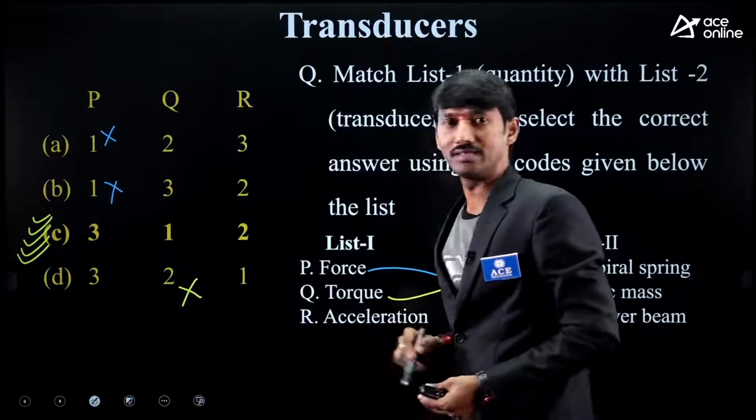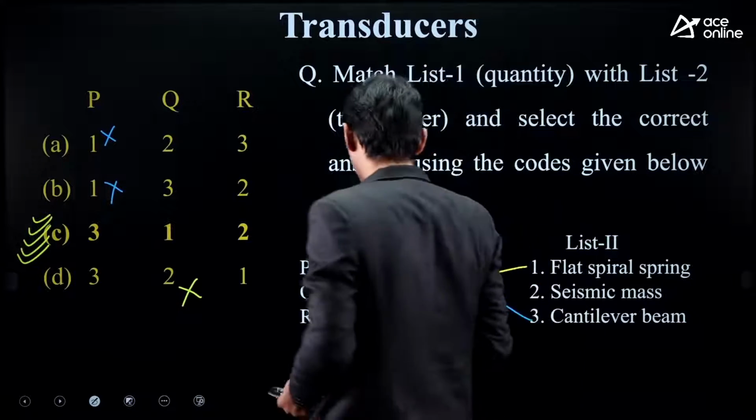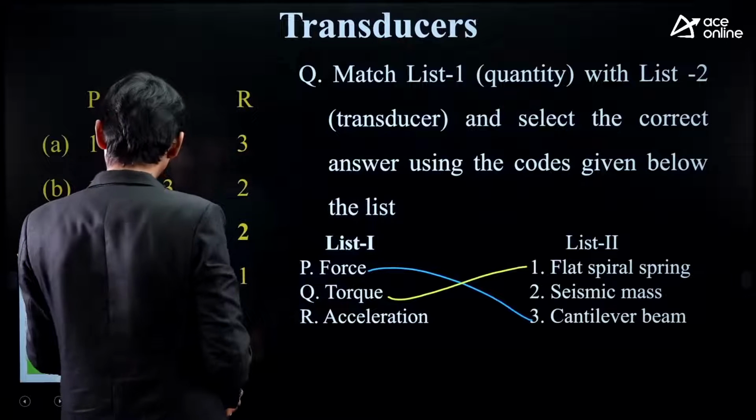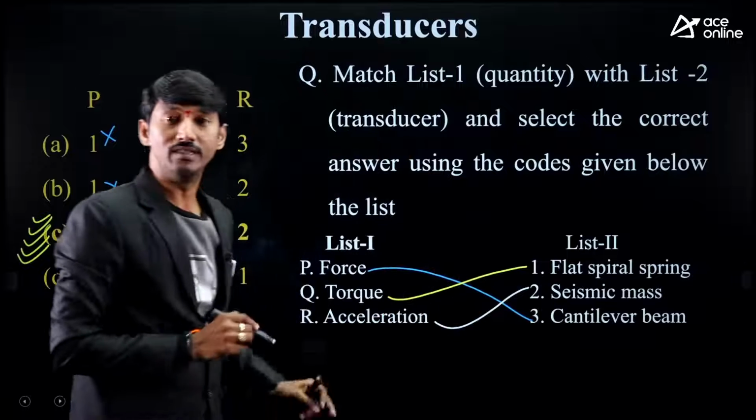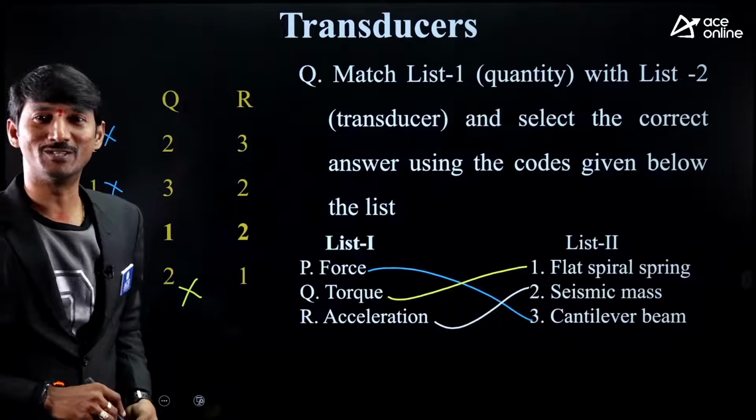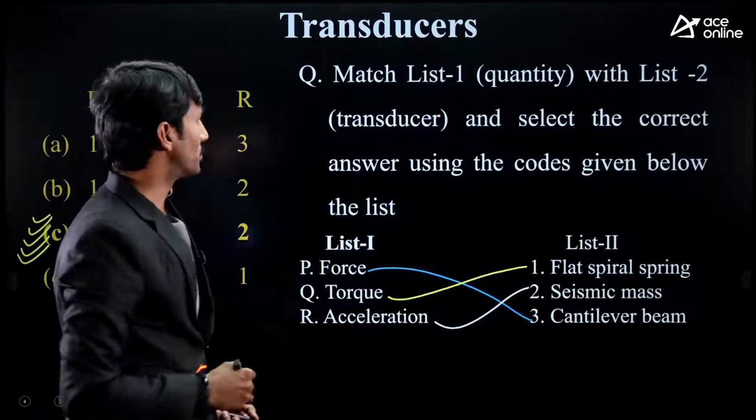Among all these is the matching. And R is anyway 2 only. Acceleration, seismic mass. In this way also, the questions will be given in general. Next question.